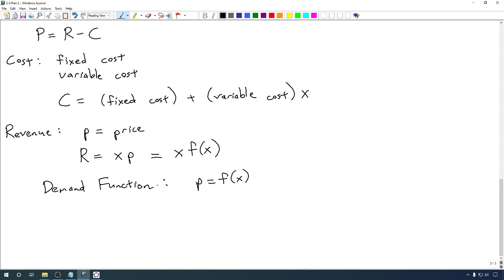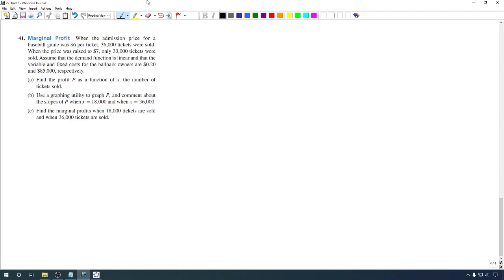In this course, we're not going to get too into what possibilities there are for demand functions. You'll either be given the demand function, or it'll be assumed to be linear. So if it's linear, we'd have something like P equals mx plus b, and we'd have to find out what m and b are given some information. Let's look at this in an example, and it'll make a lot more sense.